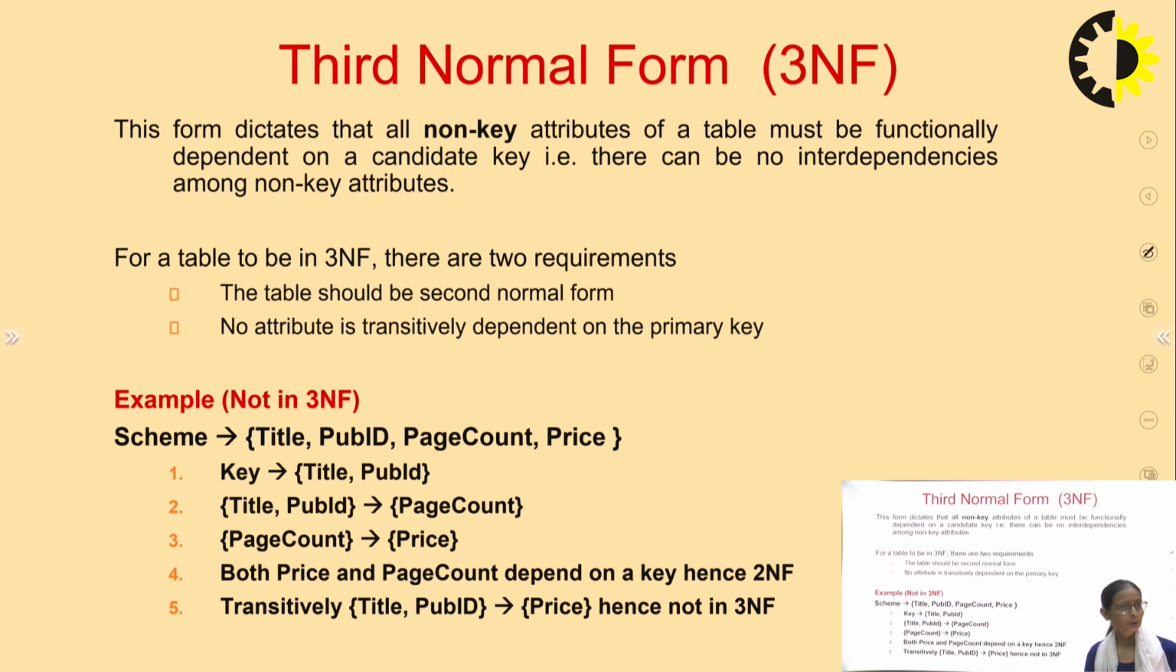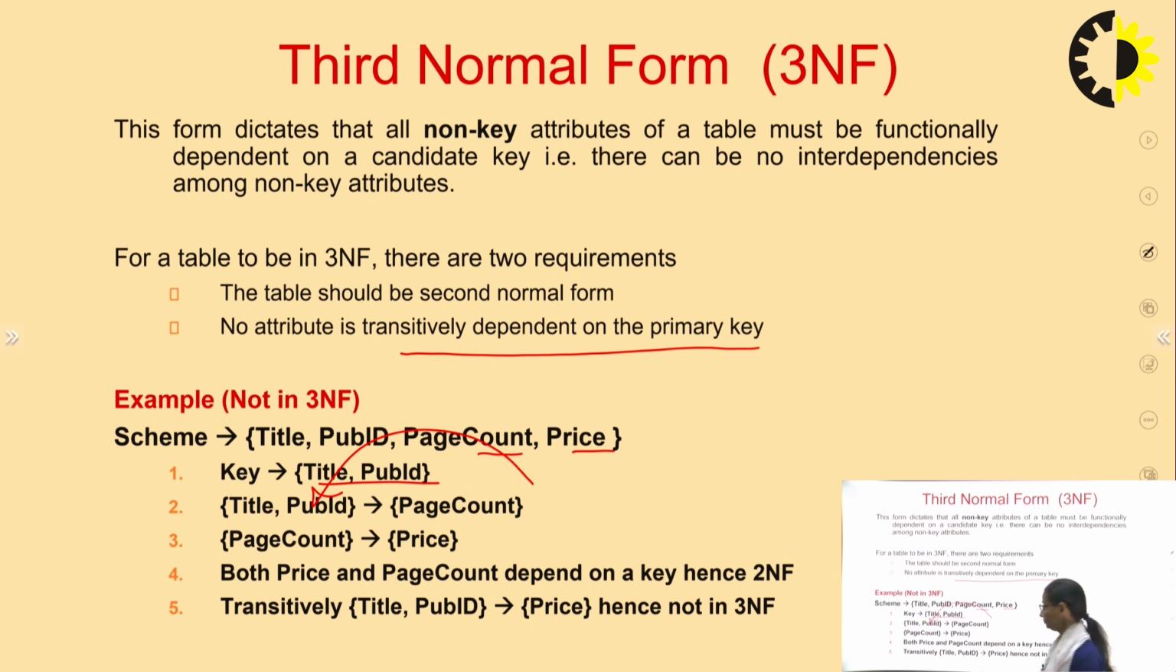So, for a table to be in 3NF, the table should be in 2NF, and no attribute is transitively dependent on the primary key. So, if we look at this example, here we are having title, publication ID, page count and price, and this is my key. My page count is dependent on this, clear?